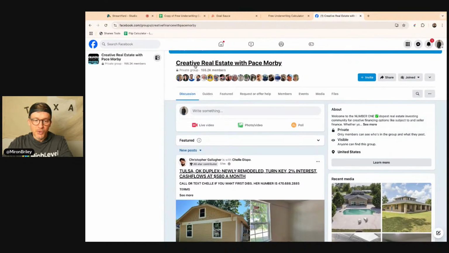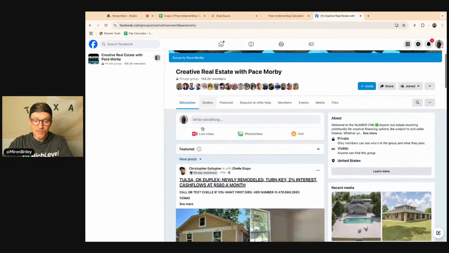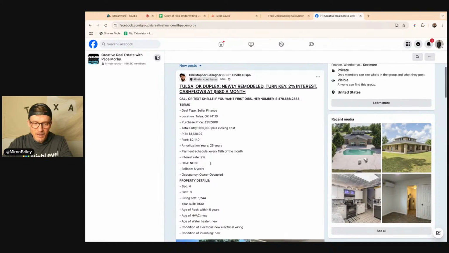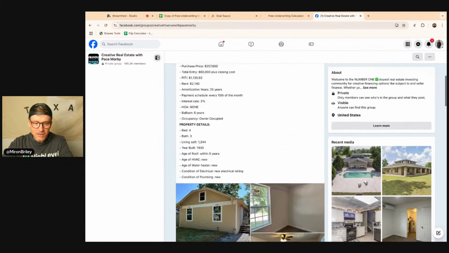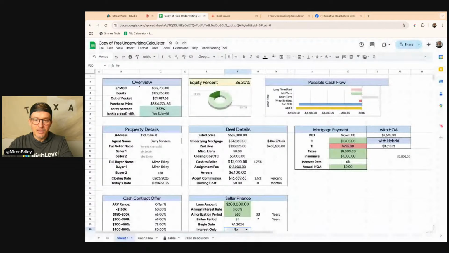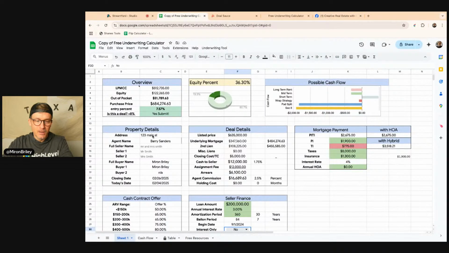So I just went to the Facebook group, Creative Real Estate with Pace Morby, and I saw this up at the top, this Tulsa, Oklahoma deal. It's a duplex, I think. Is it a duplex? Yeah, duplex. So I'm like, I'll just take this. This is easy enough. I'll just take this and put it in this calculator. So let's just put Tulsa, Oklahoma duplex.